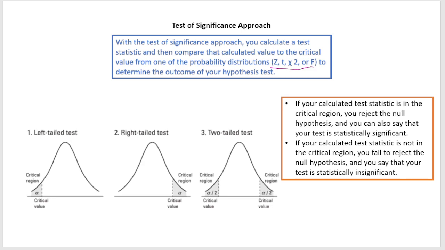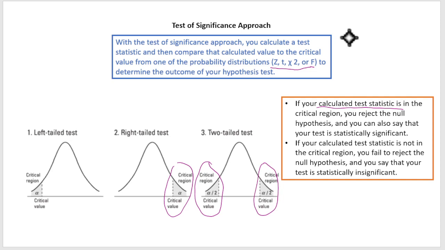If your calculated test statistic is in the critical region, how do you know the critical region? This is our critical region. This is the critical region. This is the critical region. So if your test statistic is in the critical region, then we reject the null hypothesis, and we say that our test is statistically significant. But if our calculated test statistic is not in the critical region, we fail to reject the null hypothesis, and we say that our test is statistically insignificant.